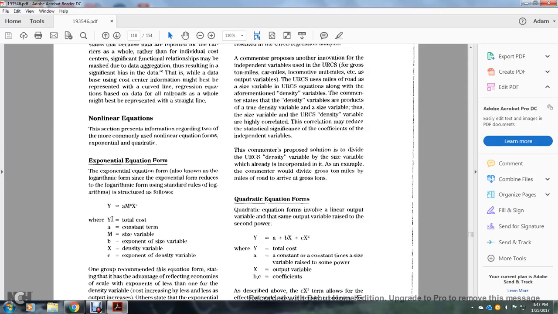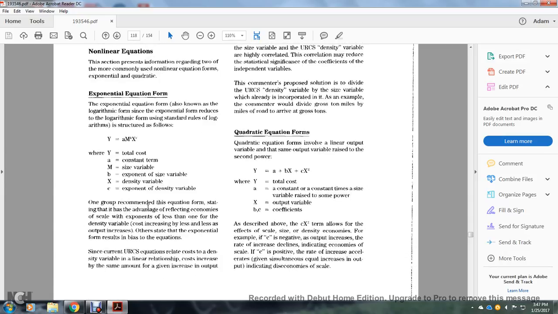Nonlinear equations. This section presents information regarding two of the more commonly used nonlinear equation forms, the exponential and the quadratic. The exponential form is known as the logarithmic form, since the exponential form reduces to the logarithmic form using the standard rules for logarithms, and is structured as follows: y equals a times b to the x to the c. Here y is total cost, a is the constant term, b is the size variable, and c is the exponent of the density variable. A recommended equation form has the statistical advantage of reflecting economies of scale: an exponent of less than one on the density variable means cost increases by less than output increases.